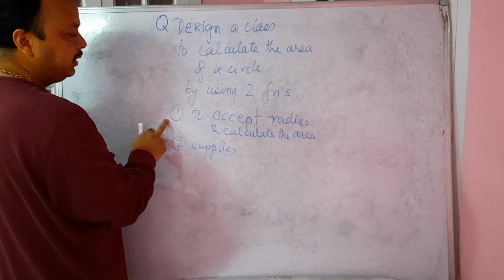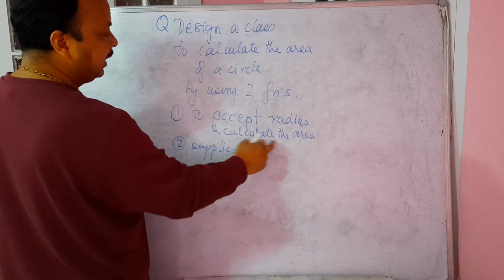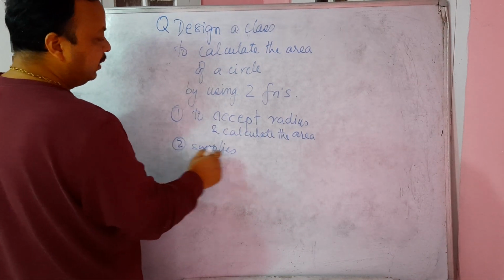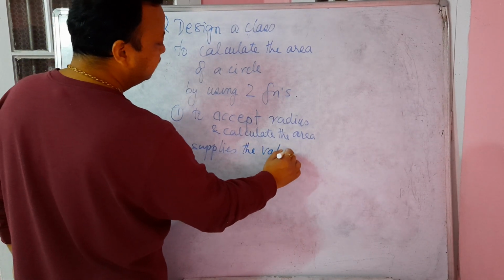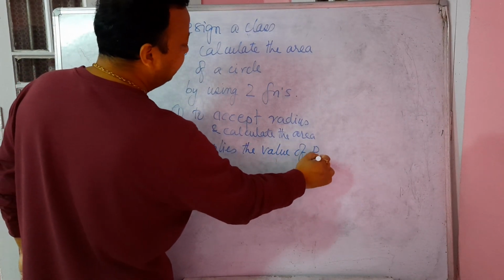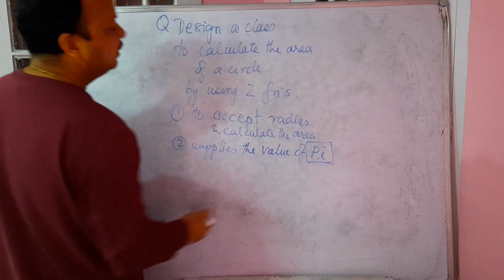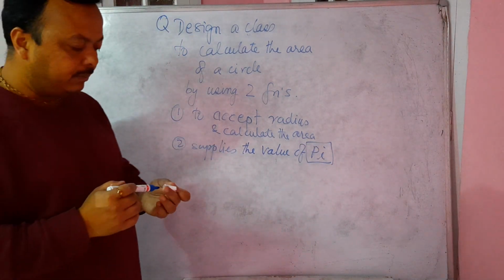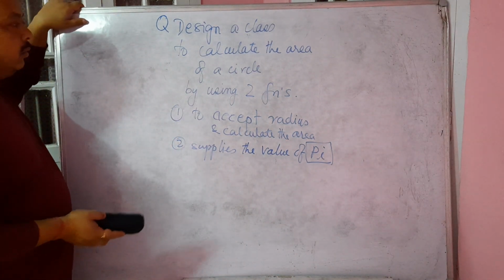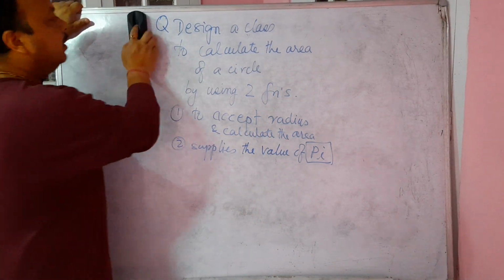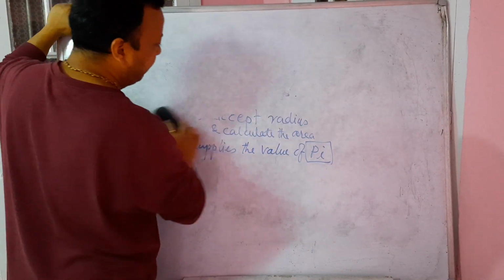So the first one is what? To accept the radius and calculate the area. But the second one will supply the value of pi. So let's see how we can implement this. I hope you have noted down the question, or you can pause and note the question.